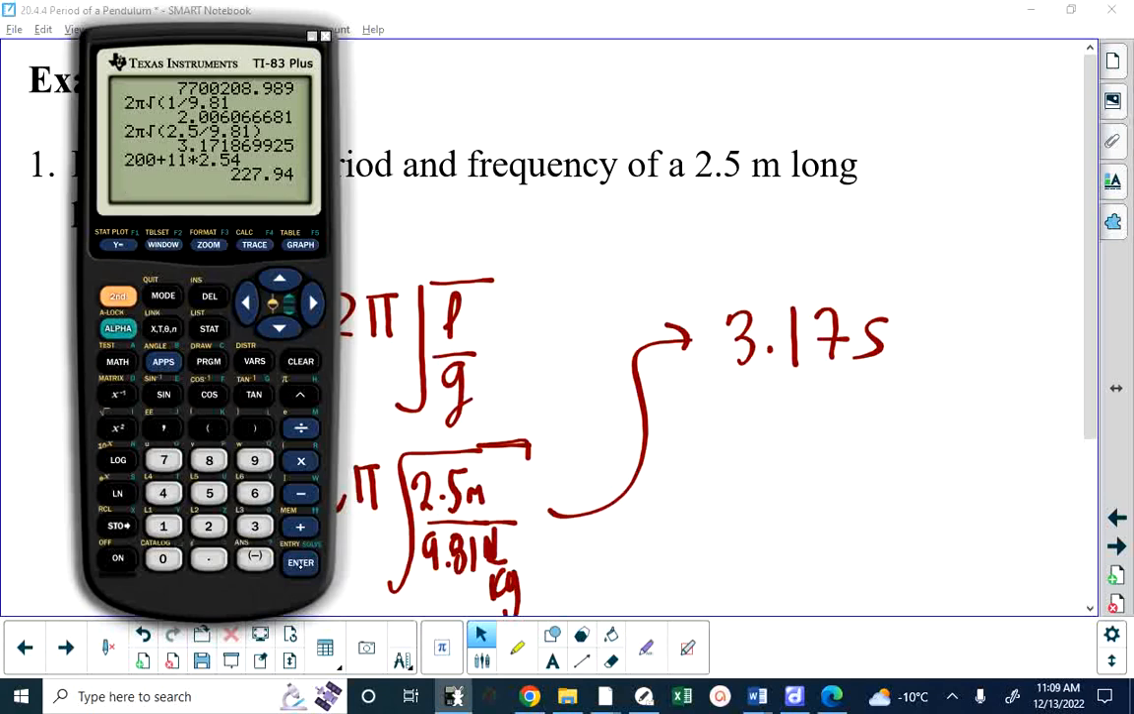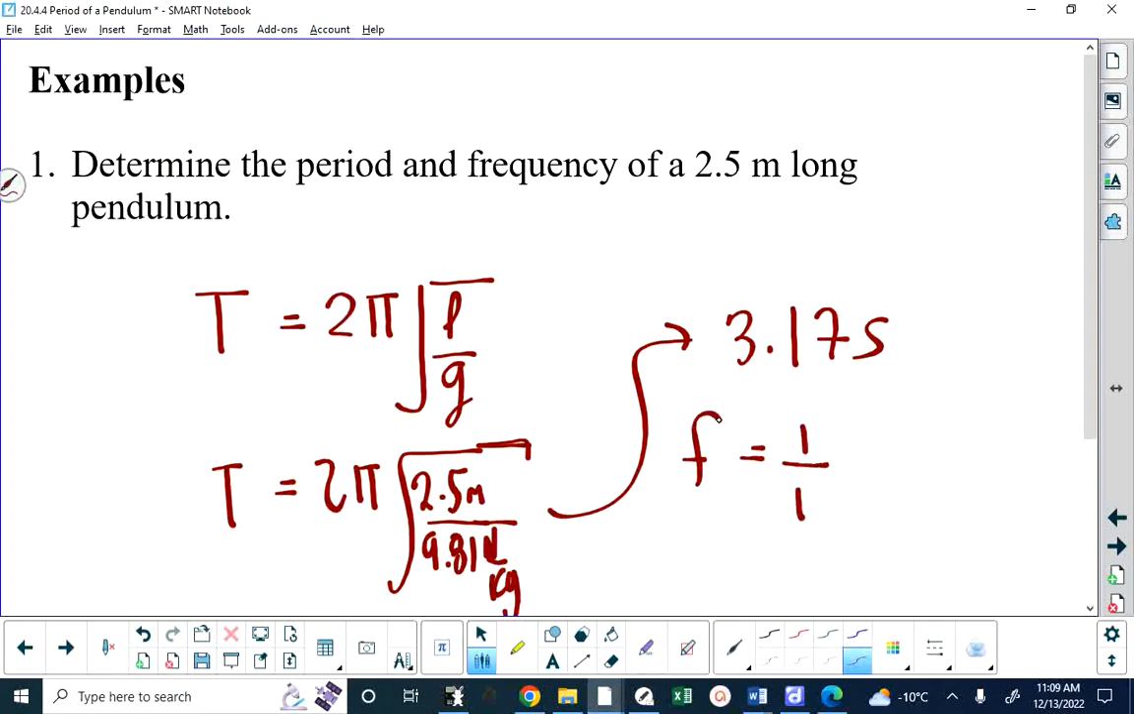All right, we were also asked to determine the frequency. Well, frequency is the reciprocal of period. This is the period. So we need to take 1 over 3.17 seconds. I never checked. Did you get 3.17 as well? Okay.